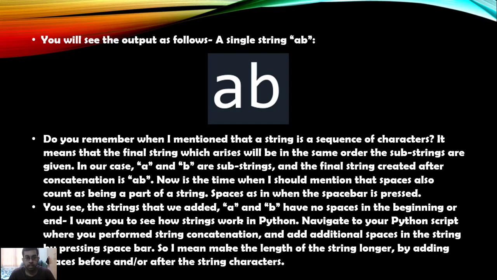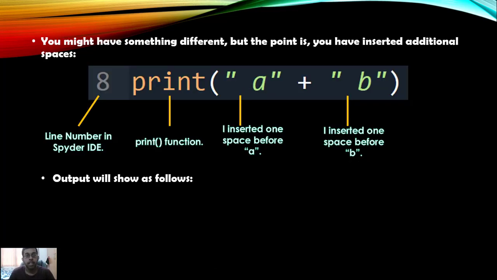Navigate to your Python script where you performed string concatenation and add additional spaces in the string by pressing spacebar. So, I mean, make the length of the string longer by adding spaces before and or after the string characters. You might have something different, but the point is, you have inserted additional spaces.